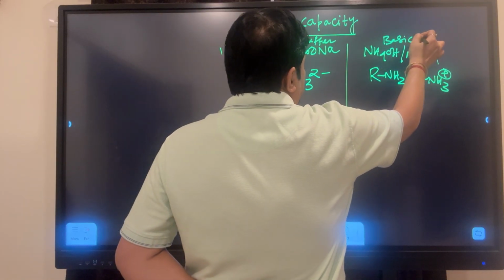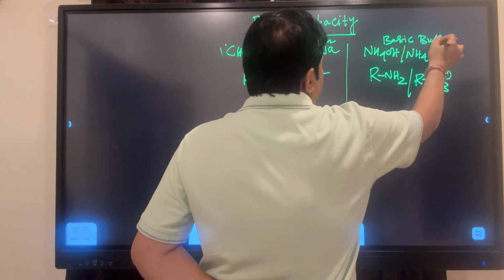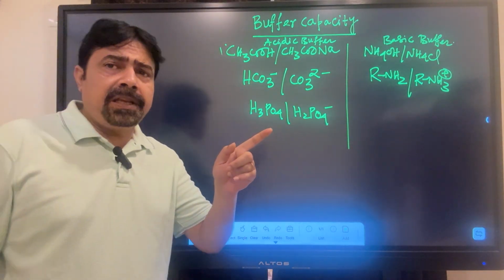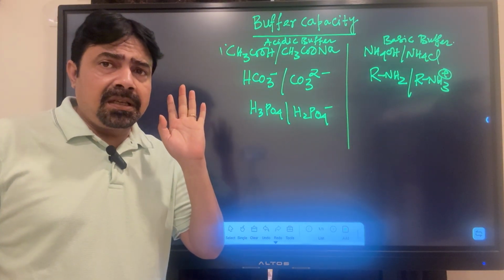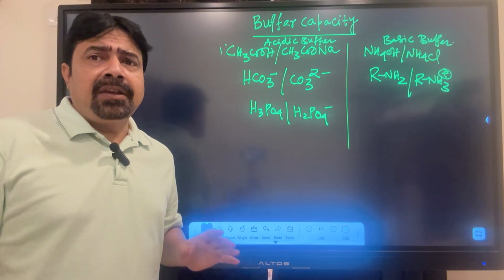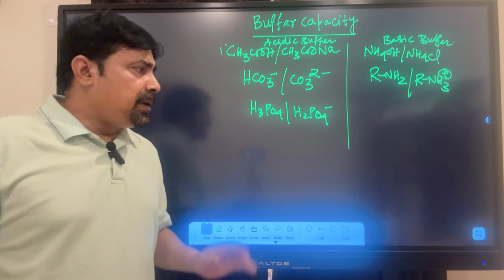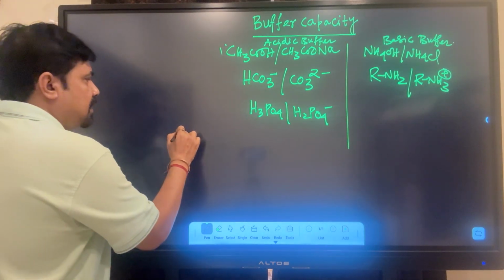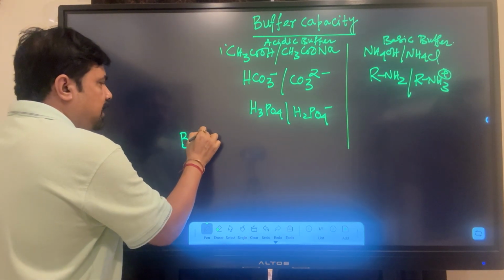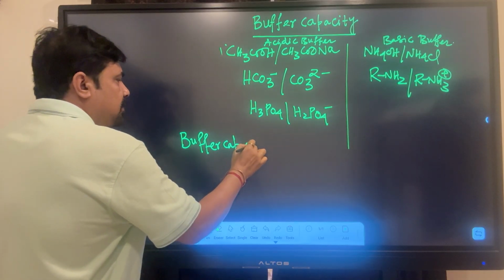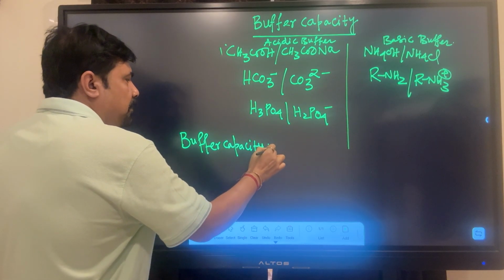But my aim is not to explain the buffer solution and the basic things. The important topic I want to explain today is buffer capacity, that is, how we will say which buffer is good and which buffer is not good. By definition, what is buffer capacity?